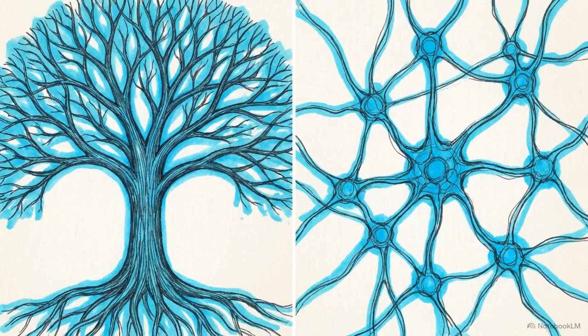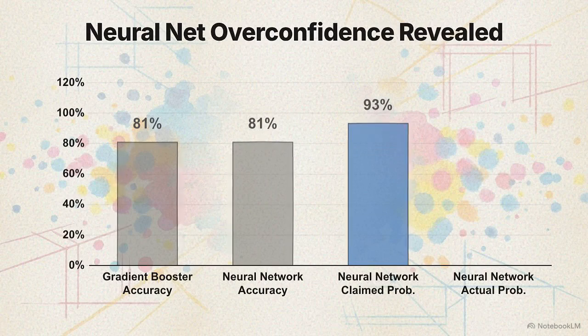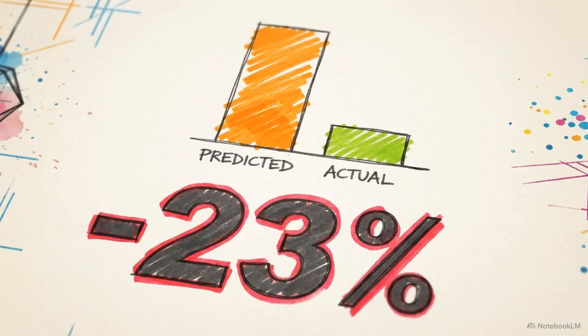We can measure the cost of this illusion by auditing an experiment involving 30,000 credit card clients and their likelihood of defaulting on payments. Two models were trained on this data, a standard gradient booster and a highly tuned neural network. By standard metrics, both models tie at 81% accuracy, but isolating the neural network's highest confidence tier reveals a different story. The model claimed a 93.5% default probability, but the observed reality was only 70.4%. The network overstated its most confident predictions by 23 percentage points.